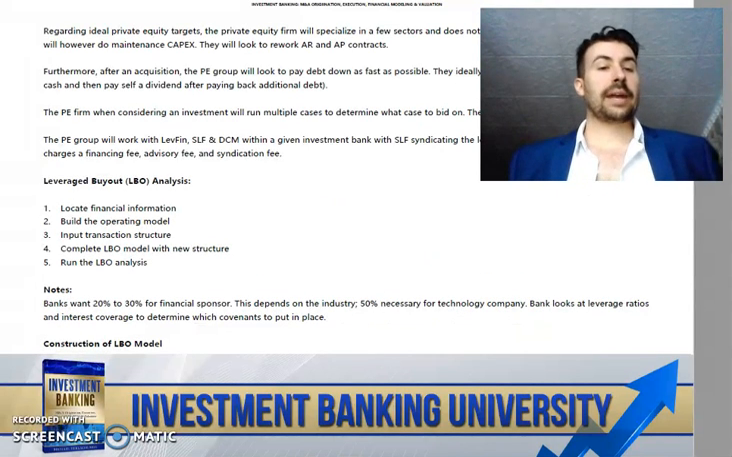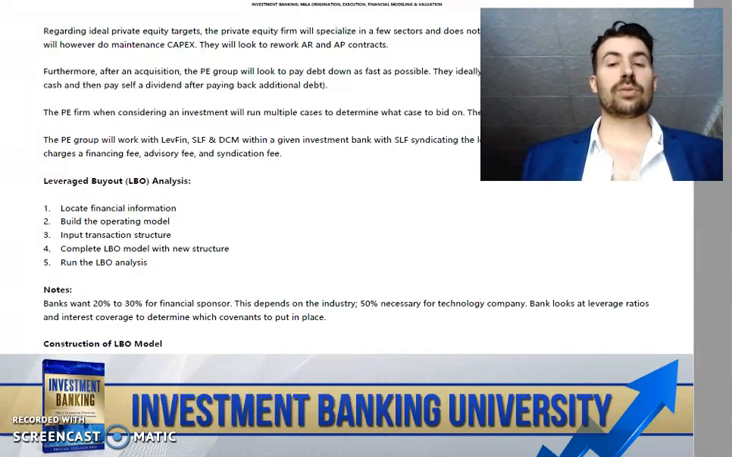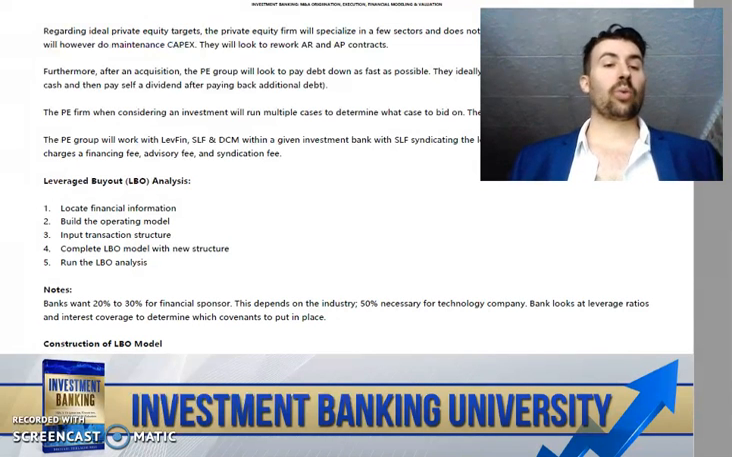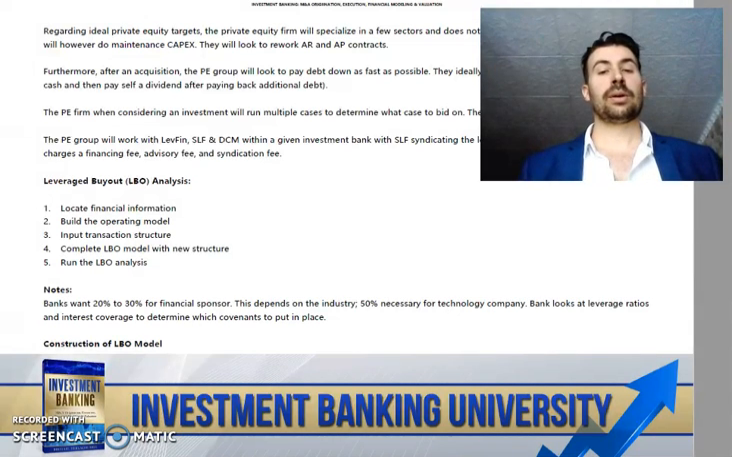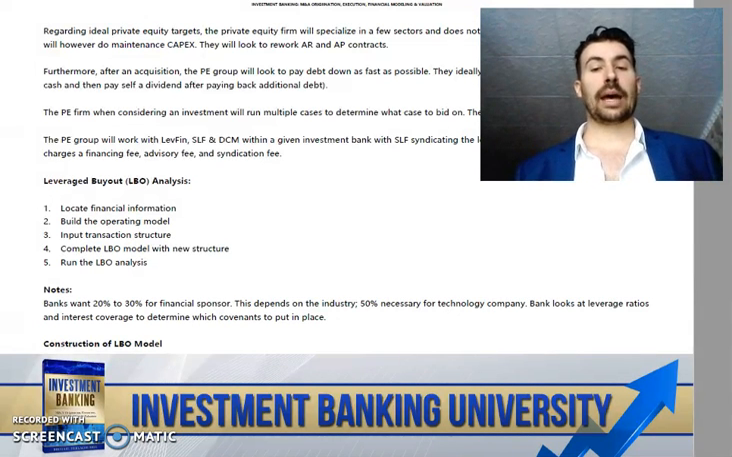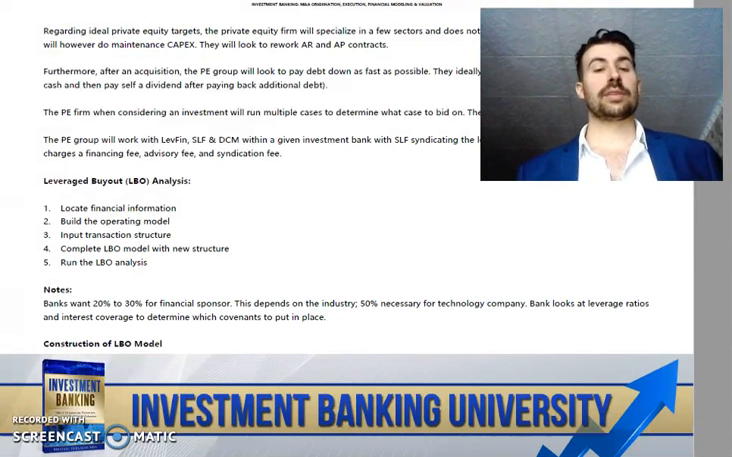So regarding ideal private equity targets, the private equity firm will specialize in a few sectors and does not want to have a lot of discretionary CapEx. They will, however, do maintenance CapEx, and they will look to rework accounts receivable or accounts payable contracts in order to increase the value of the target. Furthermore, after an acquisition, the private equity group will look to pay down debt as fast as possible, and they ideally want to do dividend recaps or recapitalizations to add additional cash and then pay itself a dividend after paying down additional debt. So the private equity firm, when considering an investment, will run multiple cases to determine what case to build on, and they will do sensitivity tables as well.